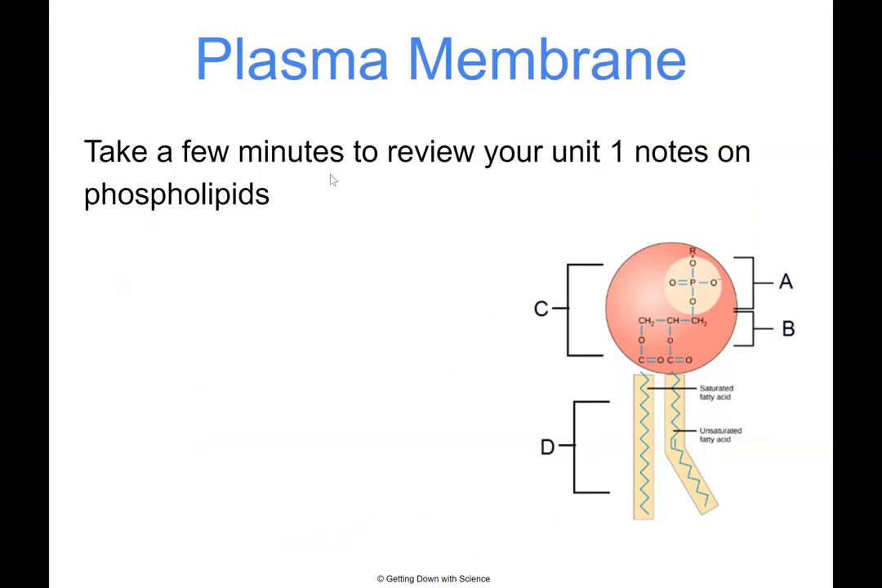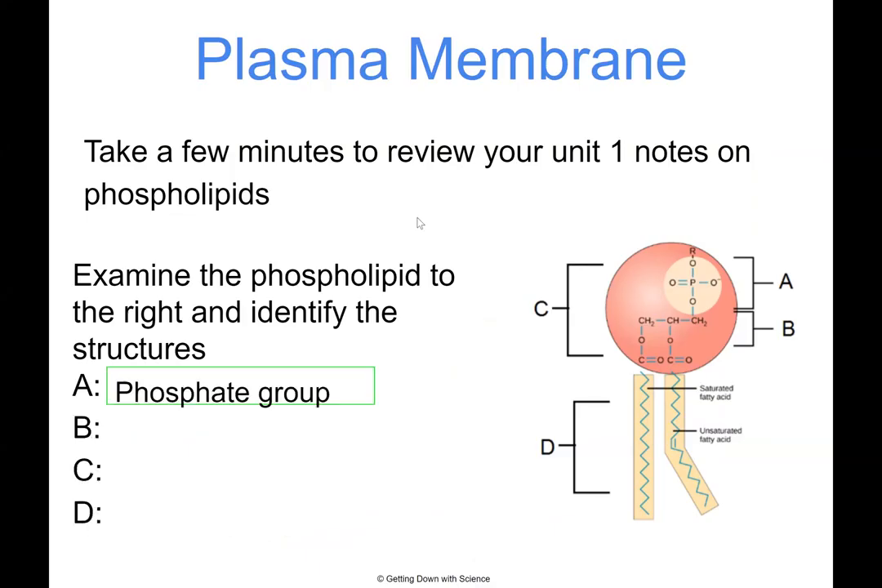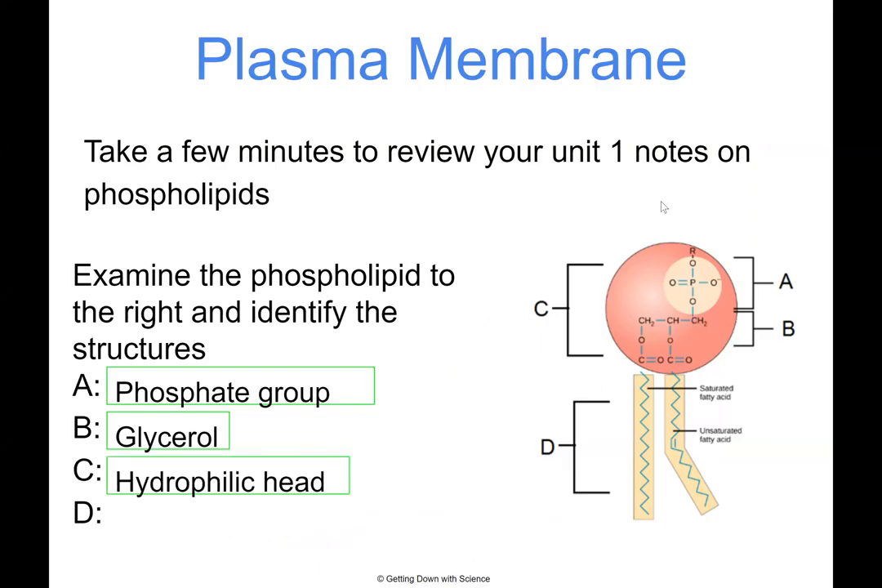Okay, so plasma membrane, I want you to review the idea of phospholipids. Remember, we have our hydrophilic and our hydrophobic areas. Make sure you remember what's what. So A is our phosphate group. B is the glycerol. And C is the hydrophilic head. Those pieces are water loving. And then D are our hydrophobic tails made out of fatty acids.